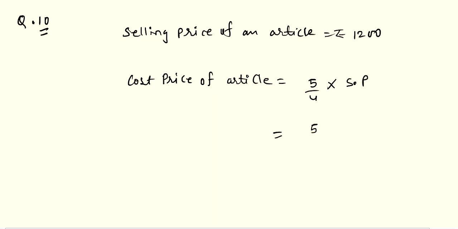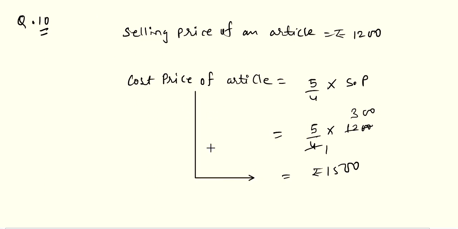So 5/4 times means multiplication, selling price is 1200. 4 into 3 is 12, followed by 2 zeros. So 5 into 3, rupee 1500. As you can see, cost price is rupee 1500 and the selling price is rupee 1200. So clearly cost price is greater than selling price. So the first answer, cost price of the article is rupee 1500.